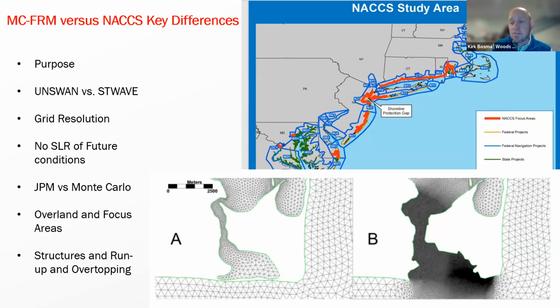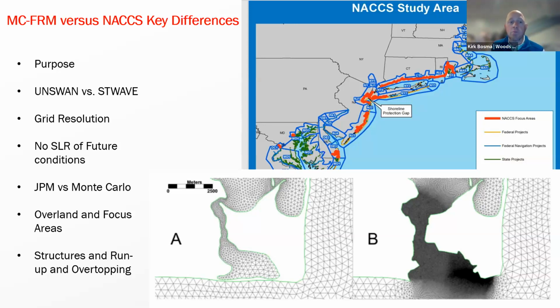We do use NACS for certain things on a regular basis. We do compare MC-FRM results to NACS. We did calibrations throughout to make sure our information on water levels was very comparable to what they were getting. There is a big difference in our storm sets, though. We use a Monte Carlo based synthetic approach with all the historical storms. They're using a JPM-OS, joint probability methodology. And so there are some differences there.